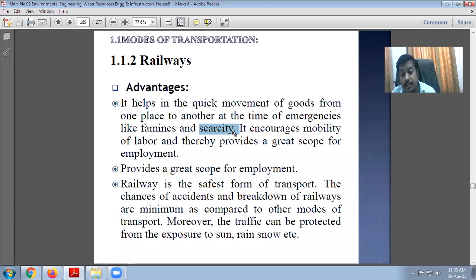It also provides great scope for employment. See, railways is the biggest, I can say, public firm which provides the largest employment. No other public firm is having such employment, not your roadways or the airways or other things. Railways, the biggest employment is there as far as the railways are considered.